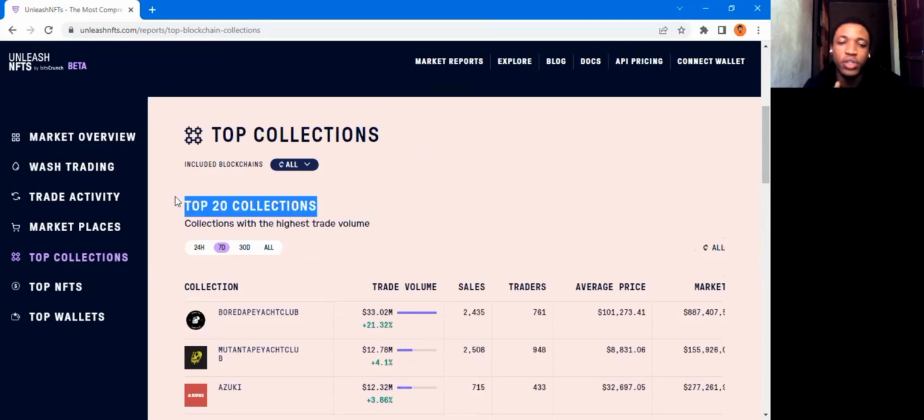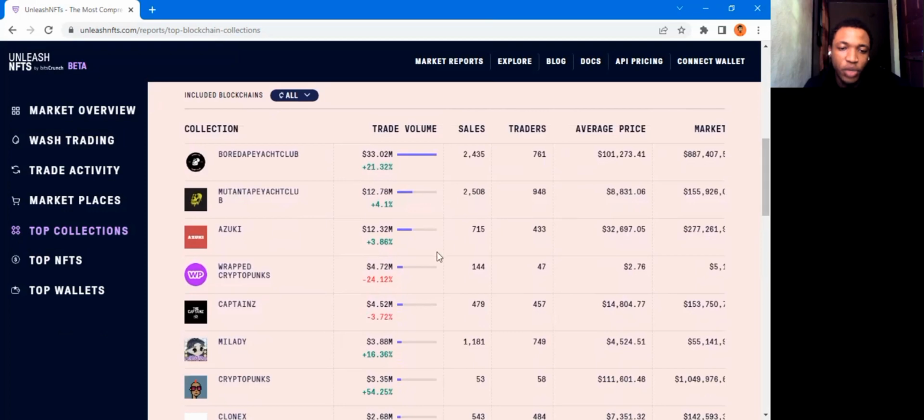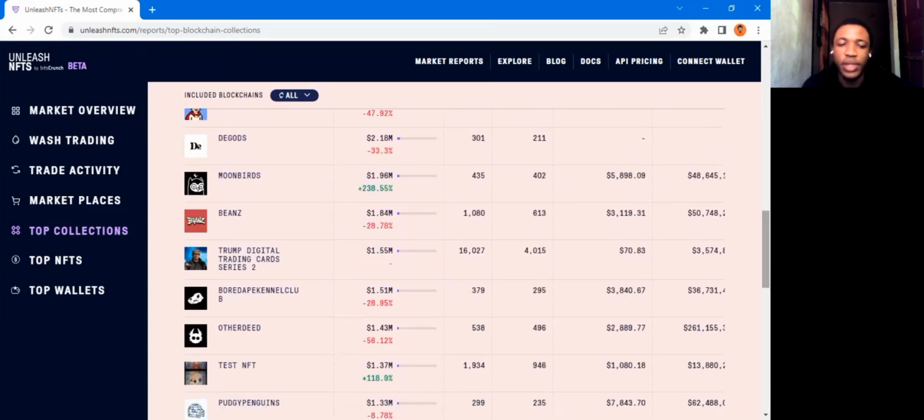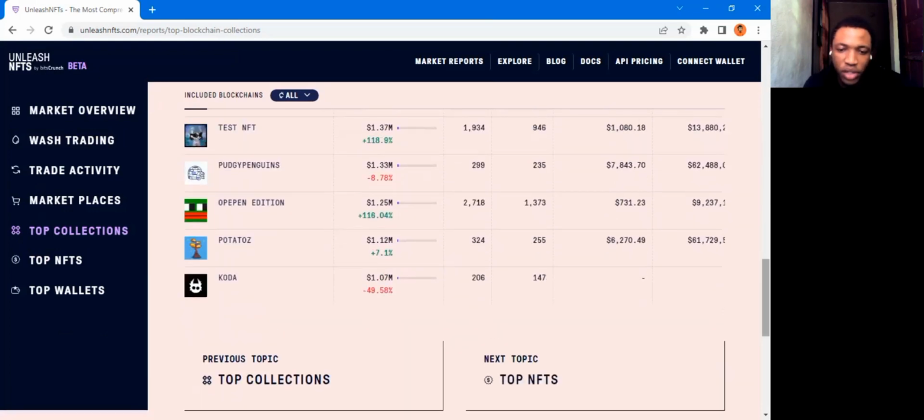This is displaying the top 20 collections with the highest trade volume in the last 7 days. After the Bored Ape Yacht Club, we have the Mutant Ape Yacht Club, followed by Azuki, then CryptoPunks, Captains. And the more you scroll down, the more you see the collections that directly follow under them. And the 20th one being Coda.